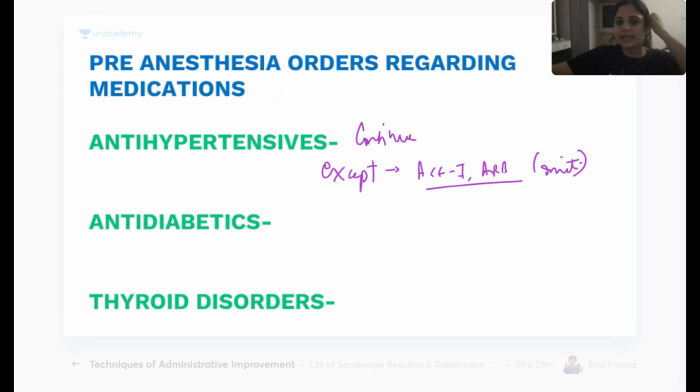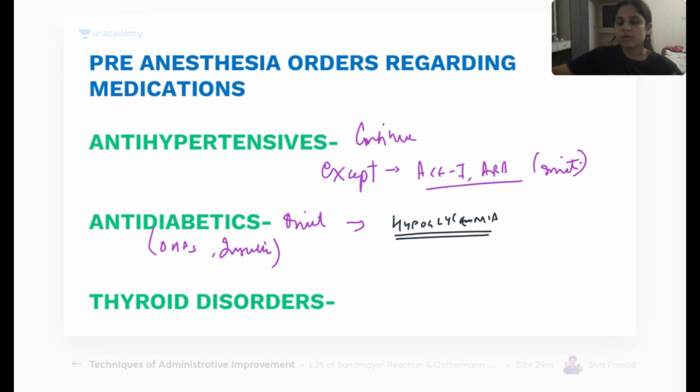Anti-diabetic agents, continue or omit on the day of surgery? Omit. Very good. So your OHAs and insulin, oral hypoglycemic agents and insulin both have to be omitted. Why? What will happen if I give my patient anti-diabetic agents on the day of surgery? It can cause hypoglycemia. Already my patient is fasting. On top of that, if I give more anti-diabetic agent, he will become hypoglycemic.